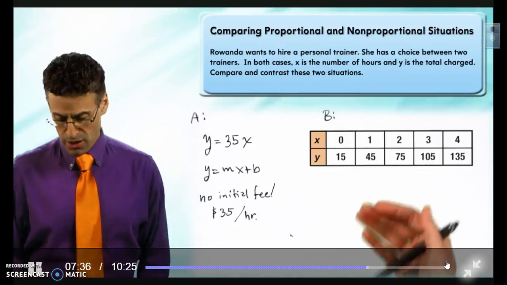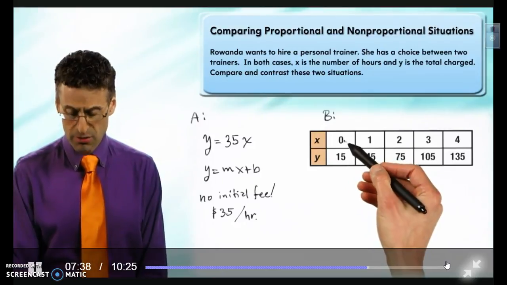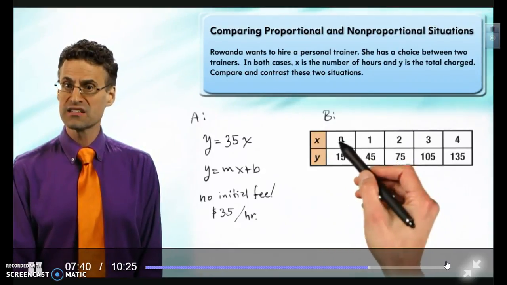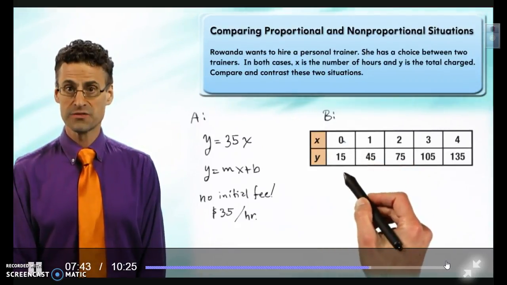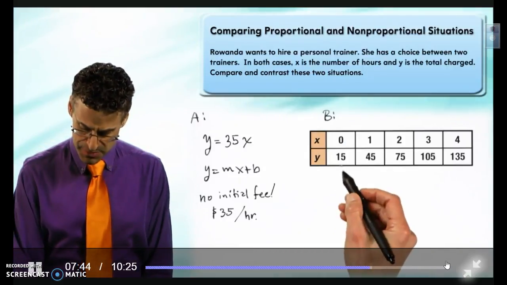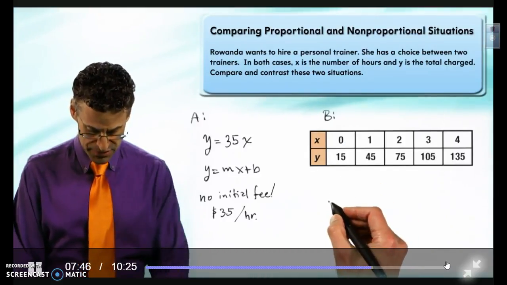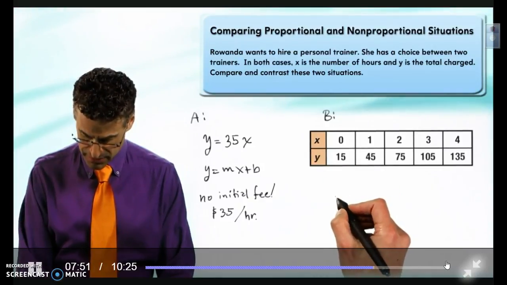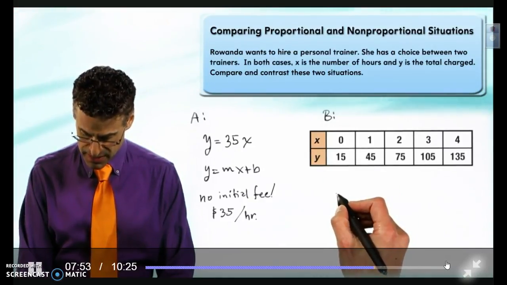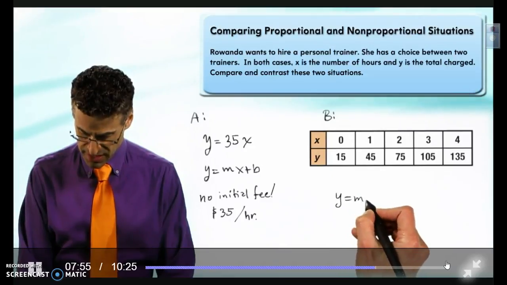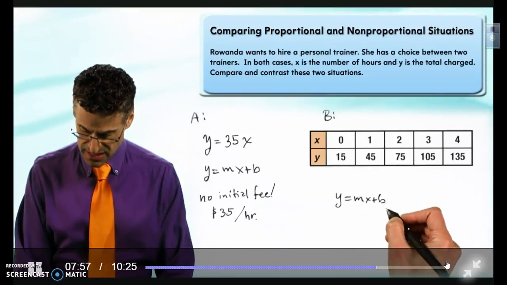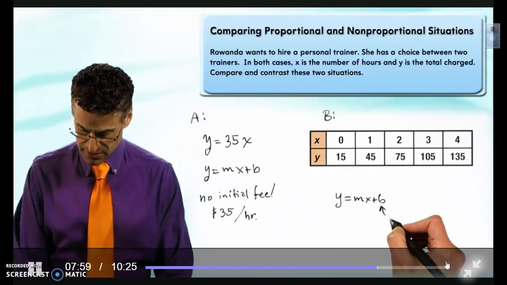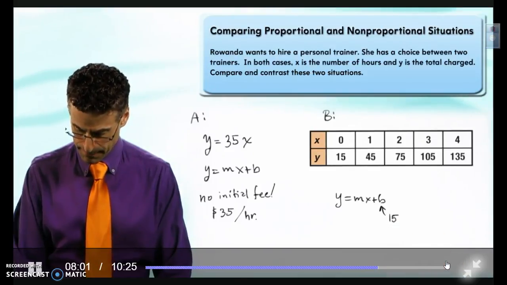So what do we do? Well, I do notice that when x equals 0, if Rolanda doesn't meet with the trainer at all, it still costs $15. That means this must be the initial fee. So the initial fee here is $15, or that's the y-intercept. So the y-intercept, or the b, if we look at y equals mx plus b, we see that the y-intercept here is going to be 15.